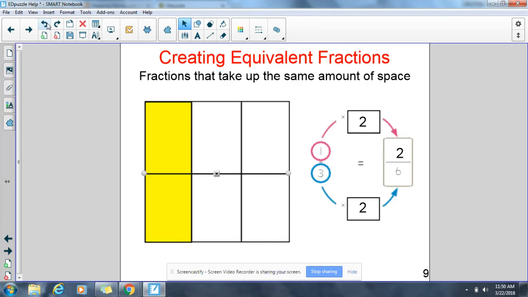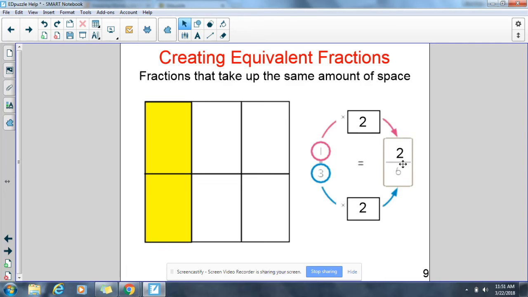Notice I didn't color anything more. They still take up the same amount of space. All I did though was I made my pieces a little smaller. I made an extra cut in my pie or in my pizza. Okay, I made an extra cut and that made more pieces.